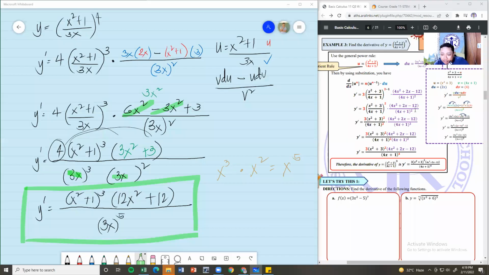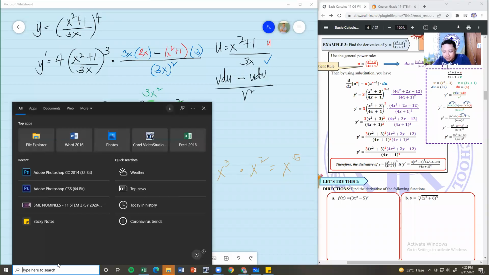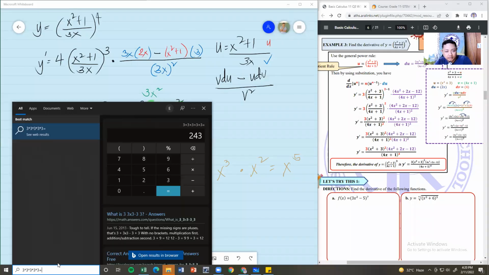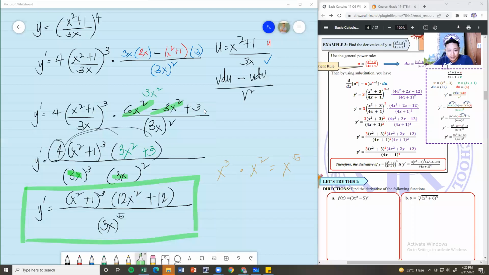Hindi po ipagmumultiply yung 3. Which one here? Yung bang exponent ni yung 3x ba? Okay, this. Actually, you can simplify this. Kaya lang kasi 3 times 3 times 3 times 3 times 3 equals, ilan sagot doon? 243. Pwede naman. No problem. You can simplify it further like that.